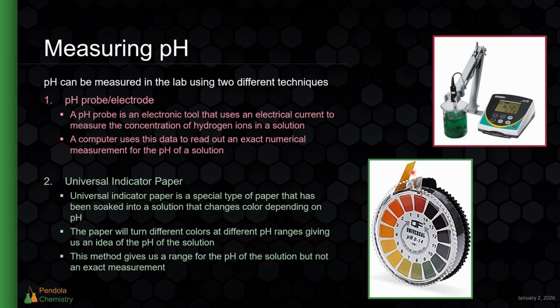So you dip this paper into your solution, and depending on what color it changes, it gives you an idea of the range of the pH that the solution has. This method does not give a specific pH, but a range, so you can say around 13 or around 10. Not exactly 13.2 or 10.1 or anything like that. It's not an exact measurement. So depending on what you need to use it for, you might use pH paper or universal indicator paper, or you might use a pH probe instead if you need more accurate data.